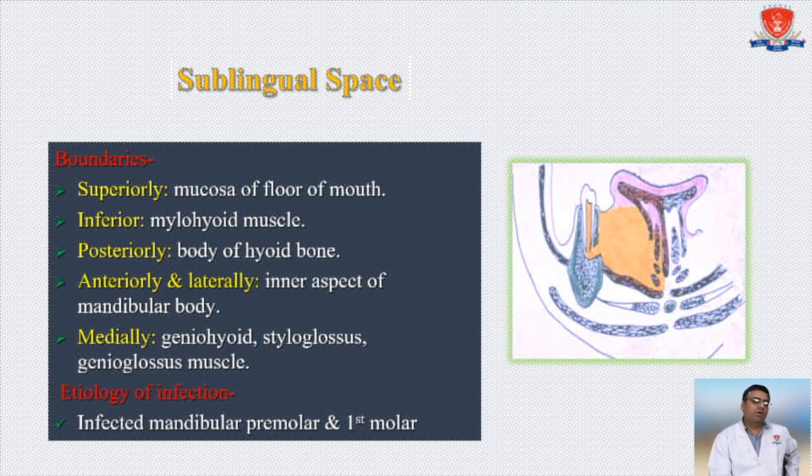It has four boundaries: superiorly, mucosa of the floor of the mouth; inferiorly, mylohyoid muscle; posteriorly, body of the hyoid bone; anteriorly and laterally, the inner aspect of the mandibular body; medially, geniohyoid, styloglossus, and genioglossus. The etiology of infection is infected mandibular premolar and first molar.